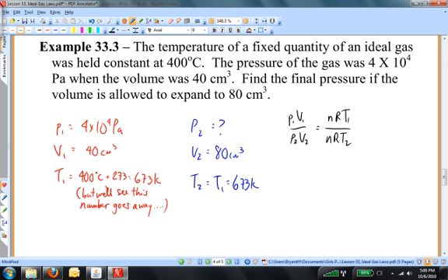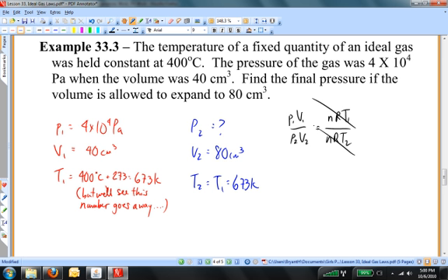Now the right-hand side of this equation basically goes away because N and R and T1, which is equal to T2, are going to cancel each other out. And I'm basically back to Boyle's law again. You don't have to know that Boyle's law is P1V1 equals P2V2. Basically just work with the ideal gas law.